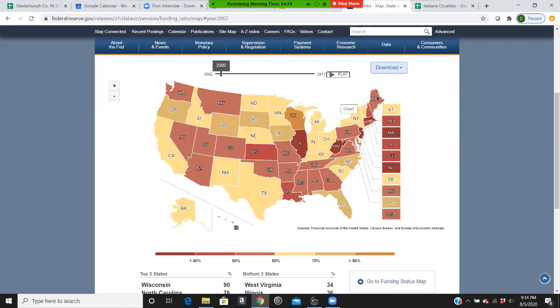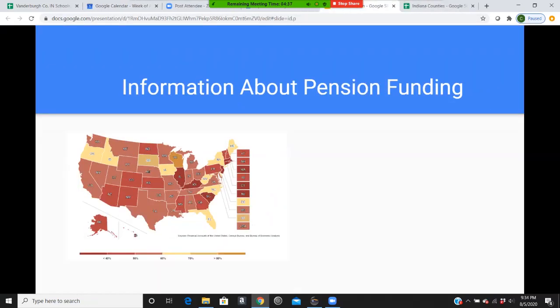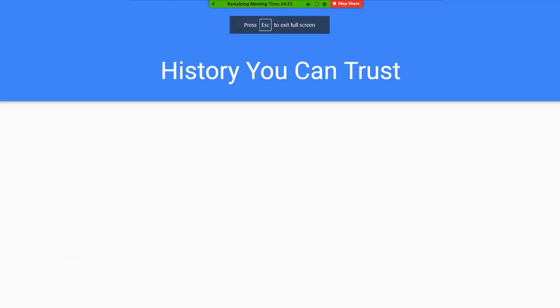With me being a public employee myself and a member of the state pension system, this illustration gives me an uneasy feeling as to just how reliable it is. It just shows you how all over the place pension funding really is. Like 61% funded.